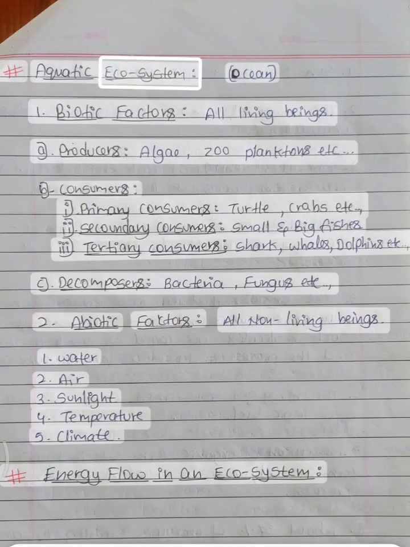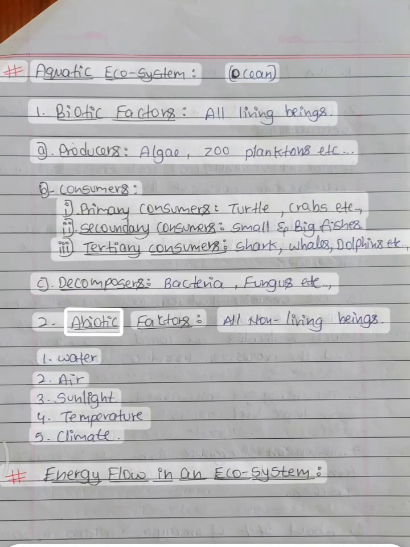Aquatic ecosystem. Ocean. 1. Biotic factors, all living beings. 1. Producers. Algae, zooplanktons, etc. 2. Consumers. 1. Primary consumers. Turtles, crabs, etc. 2. Secondary consumers. Small and big fishes. 3. Tertiary consumers. Sharks, whales, dolphins, etc. 3. Decomposers. Bacteria, fungus, etc.